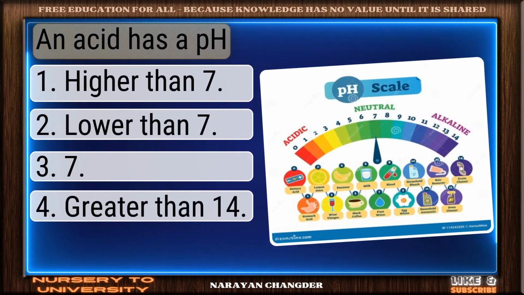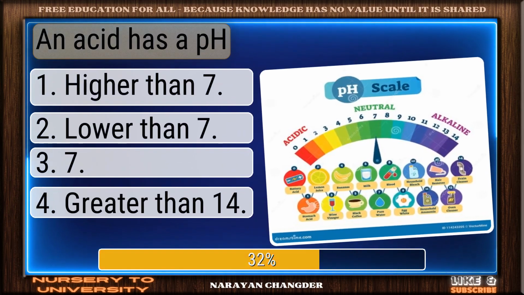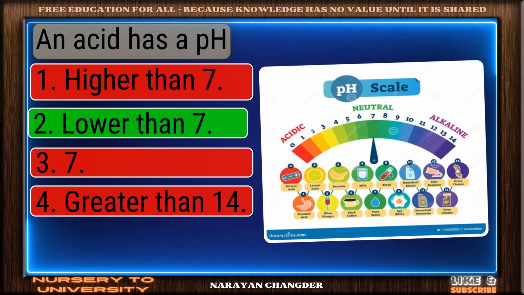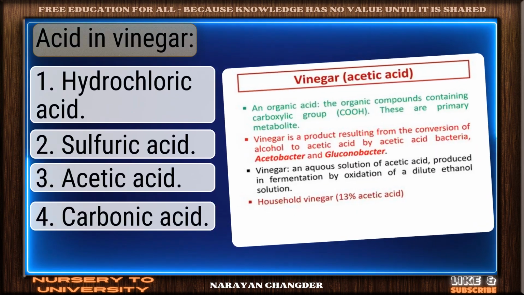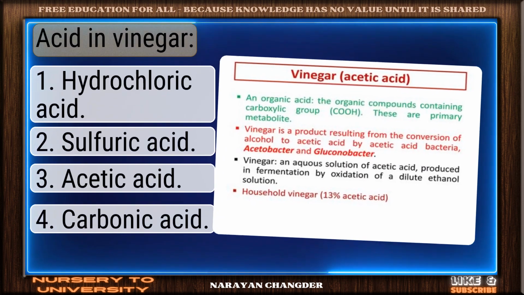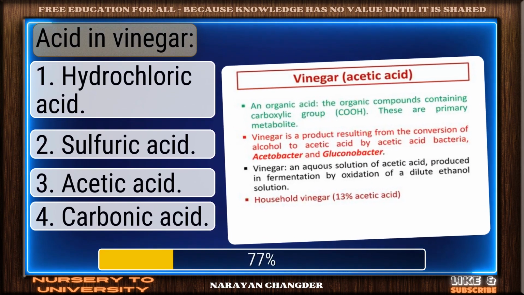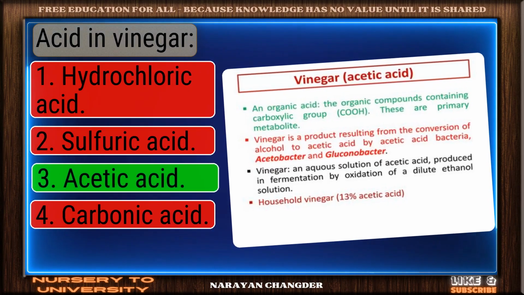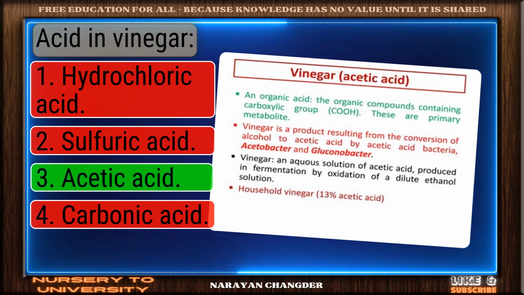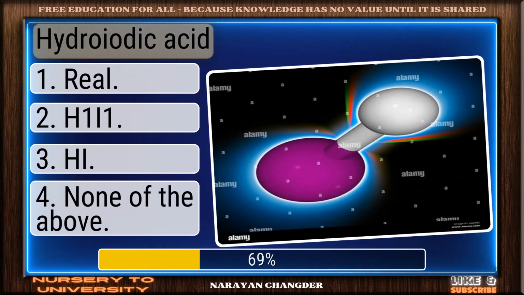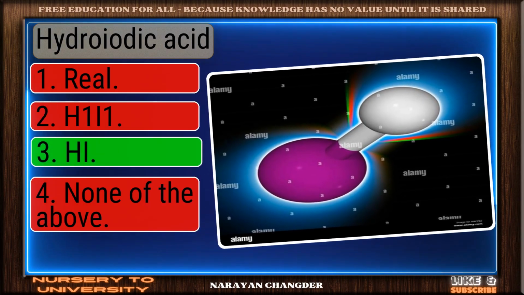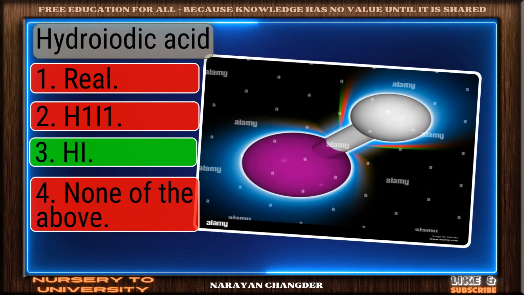Question number 271. An acid has a pH? Right choice. Lower than 7 is the best answer. Question number 272. Acid in vinegar? Great job. Acetic acid is the accurate answer. Question number 273. Hydriodic acid? You got it. Your choice, HI, is right.